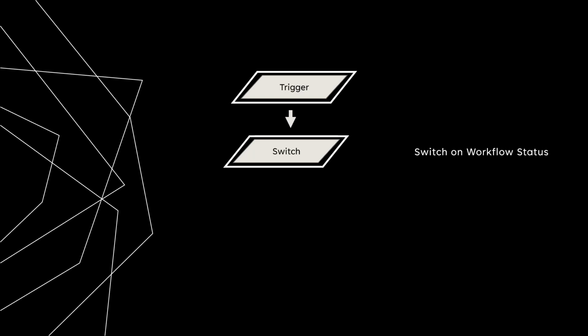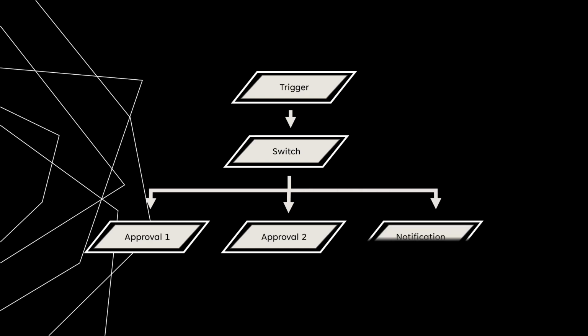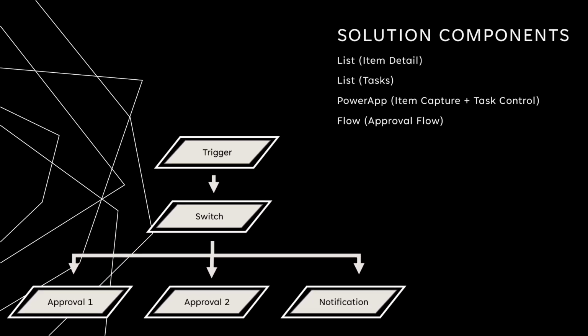We then can run a switch in our flow based on the workflow status. That can do our first approval and our second approval. Again, I would not use the out-of-the-box approval mechanism in this. I would manually control that task in the Power App. And then we have our notification, Teams, emails, whatever the case is. So our solution components are a little bit more complicated now than they were in a linear one.